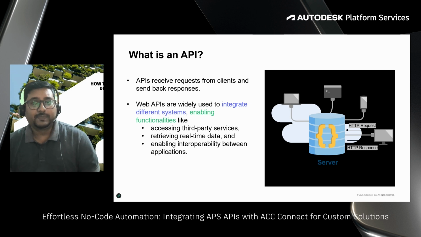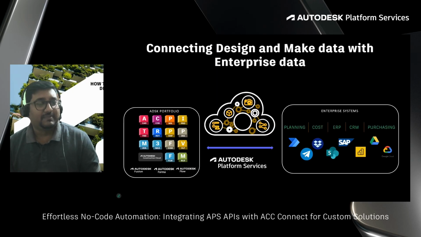To give you a set of APIs that are available, I'll quickly talk about Autodesk Platform Services. Autodesk Platform Services is a set of APIs which are provided by Autodesk so that you can connect your design and make data with enterprise data. So what are the different enterprise data that are possible, or what are the integrations which are possible with other enterprise systems?